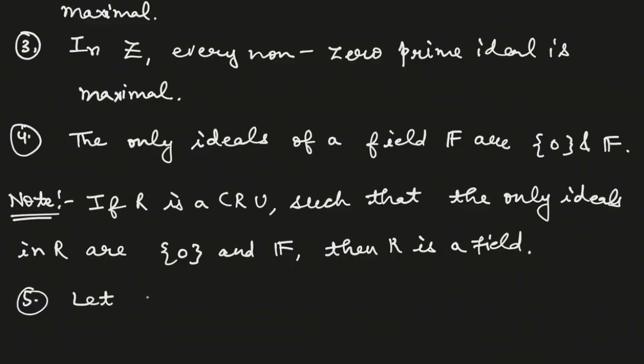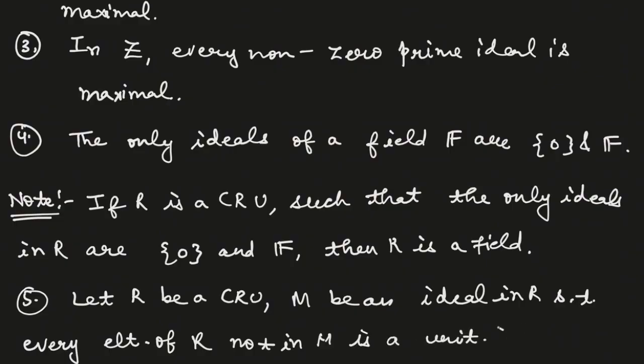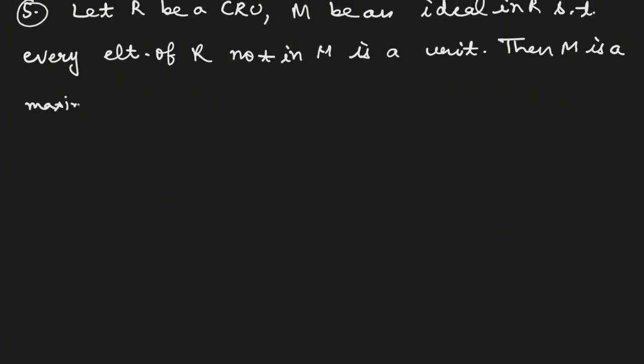Fifth, let R be a commutative ring with unity, and M be an ideal in R such that every element of R not in M is a unit. Then M is a maximal ideal in R.